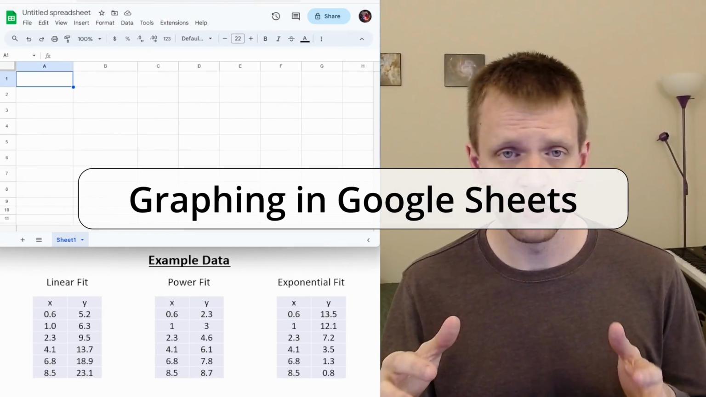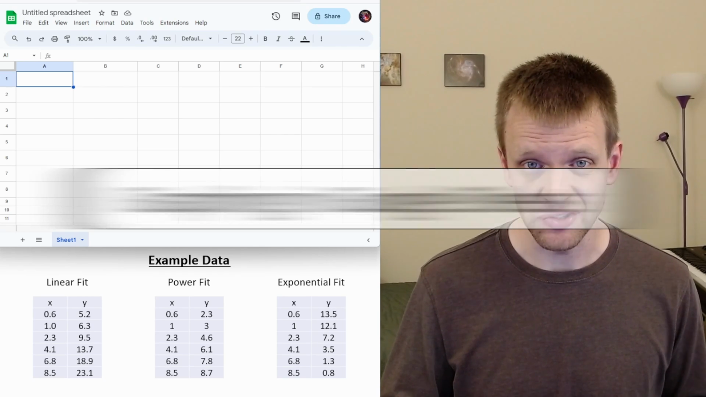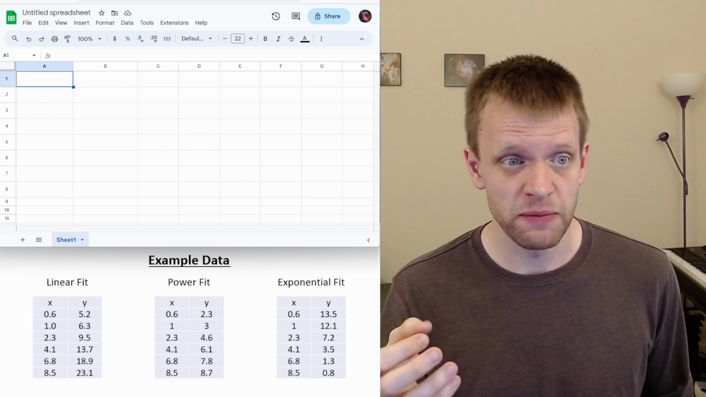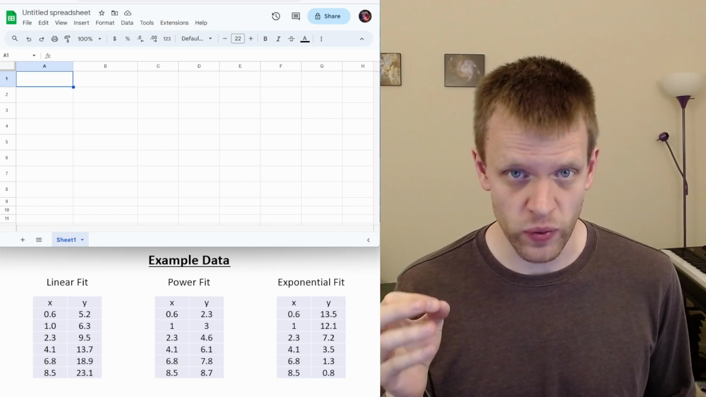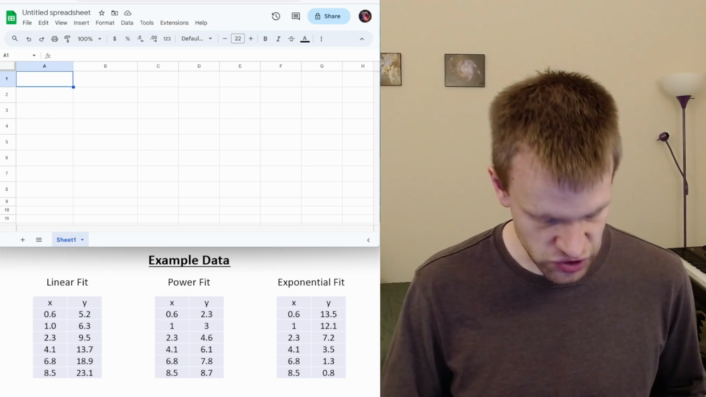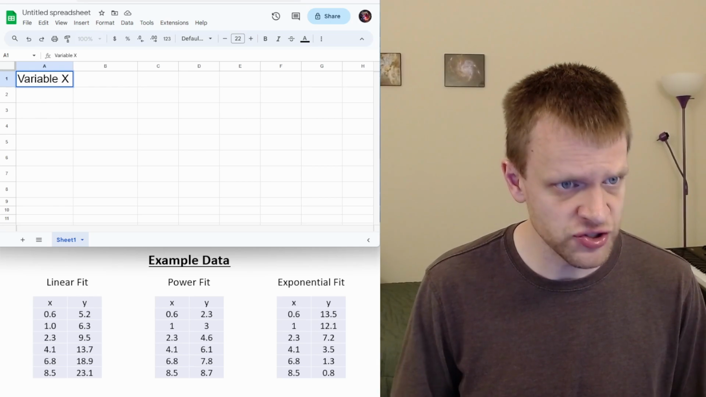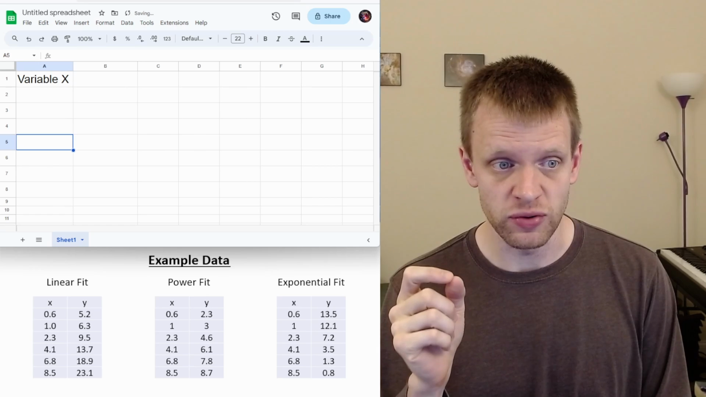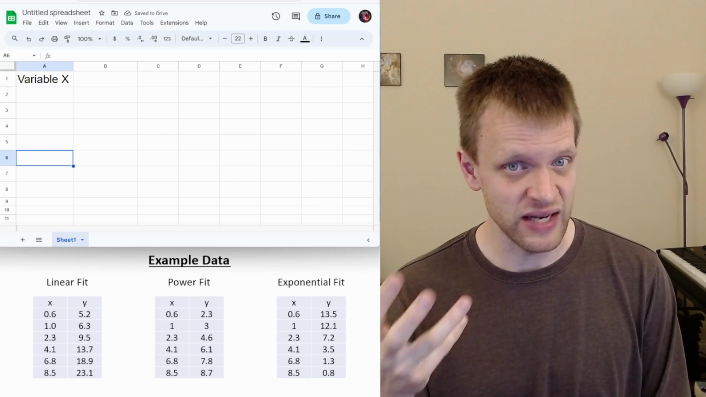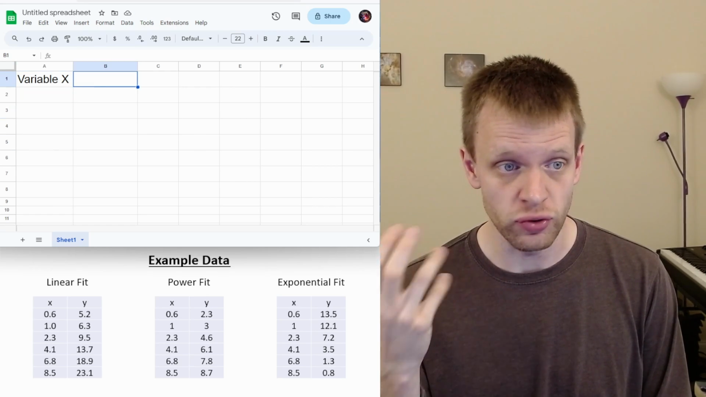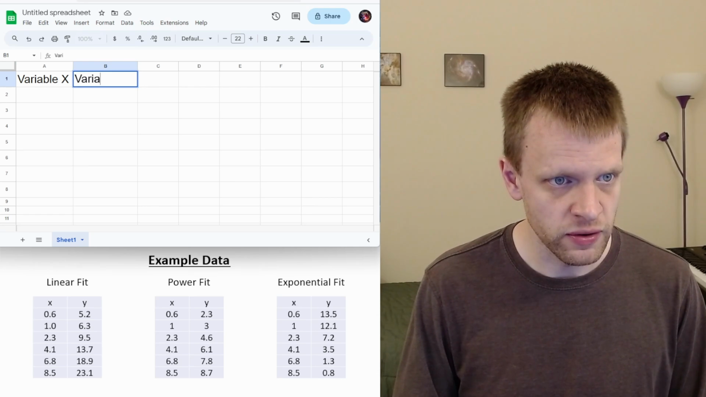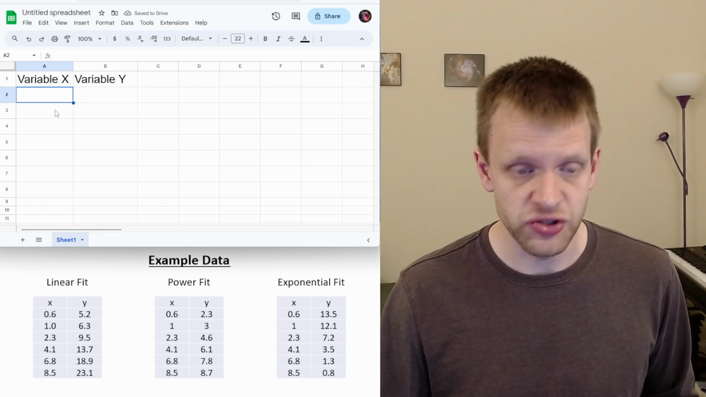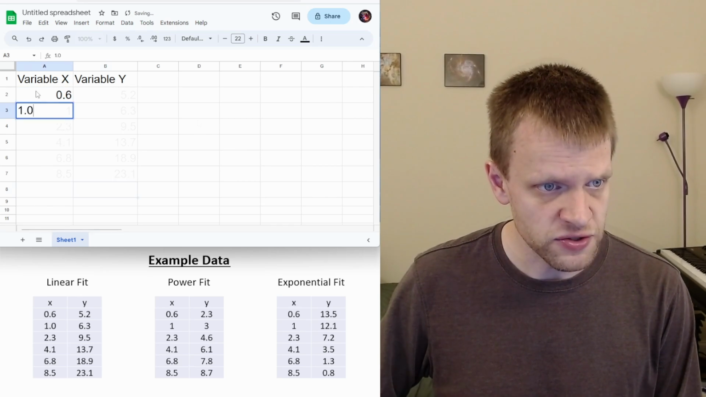So let's have a look at how we're going to make these graphs in Google Sheets. Once again, we have to input our data, and I do still recommend putting in column titles with the units that are going to be used. So let's call this one variable X. Again, if it has units, this is where we want to put the units. We do not want to put the units in the actual numerical values, because again, that's going to throw off how the computer tries to graph this data. And let's call this one variable Y. And let's start with our linear fit. I'm just going to enter this data for the linear fit.